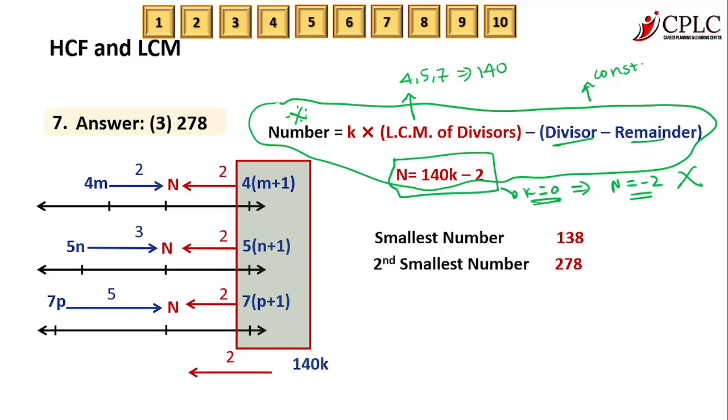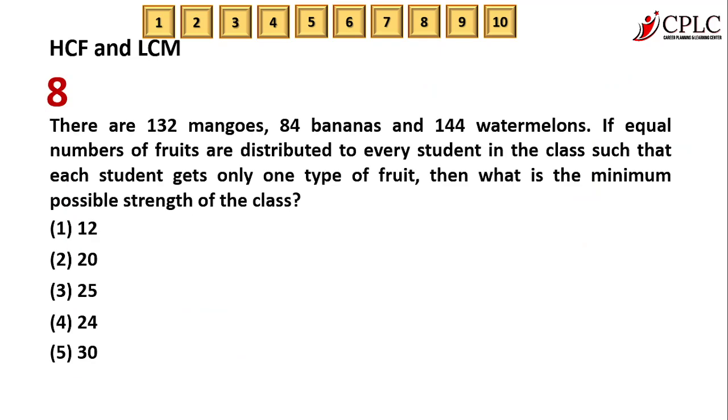Now, let's talk about the next one, the eighth one. It says there are 132 mangoes, 84 bananas, and 144 watermelons. If an equal number of fruits are distributed to every student in the class in such a way that each student gets only one type of fruit, then what is the minimum possible strength of the class, is what they are asking. So one thing here is very, very important.